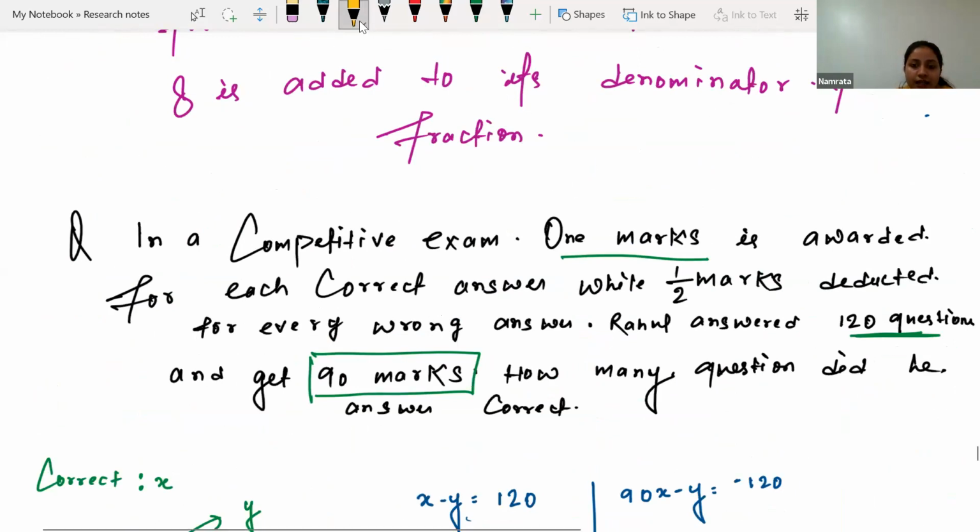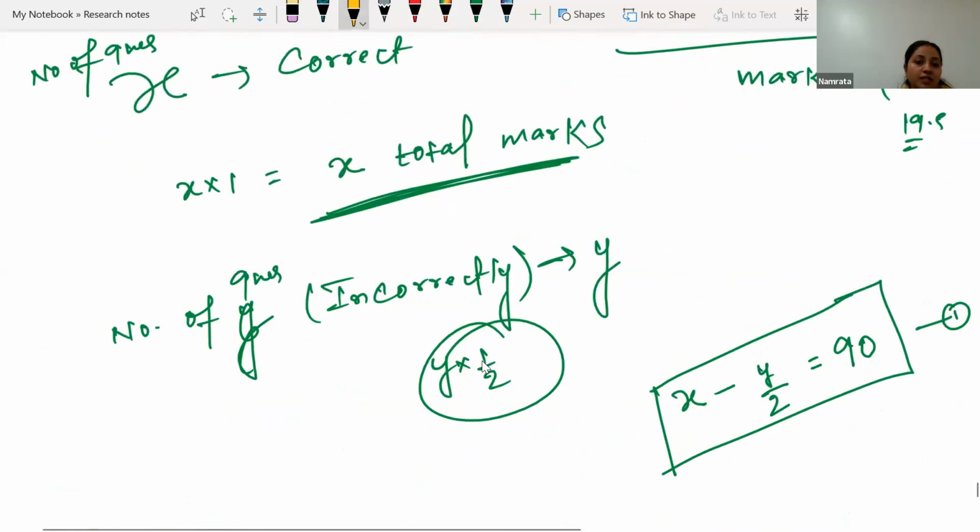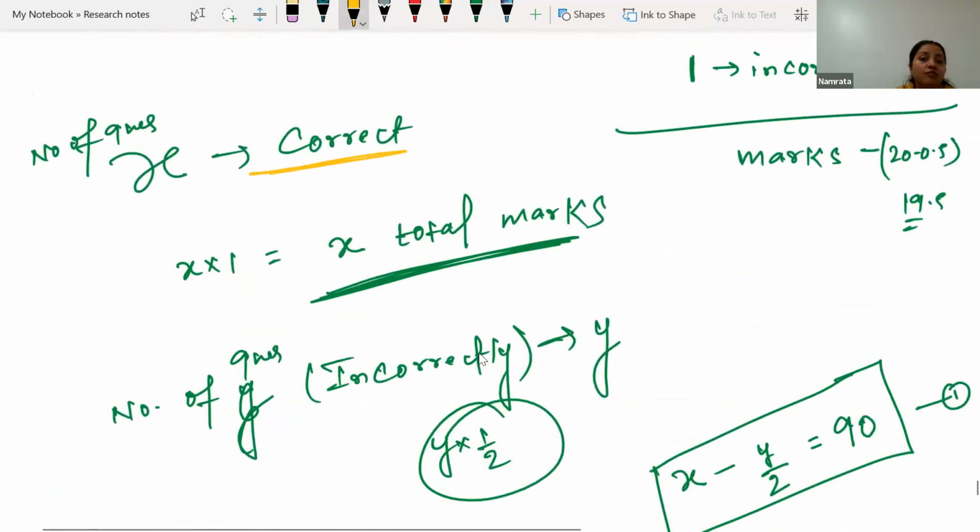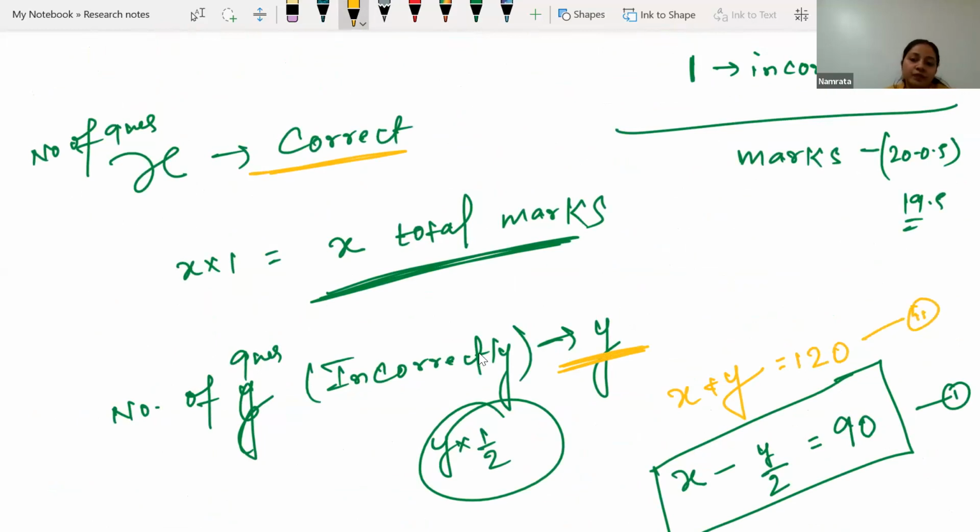See carefully this line. Rahul answered 120 questions. That means when we are saying x questions he has attempted correctly, y questions he has attempted incorrectly, total attempt is x plus y. That is the number of questions he is attempting in total, and that is given in the question as 120. This is our equation number 2. Are you getting it? Yes, ma'am.